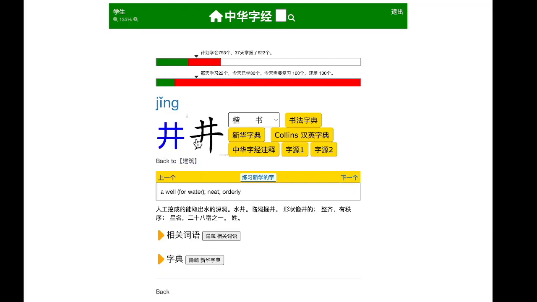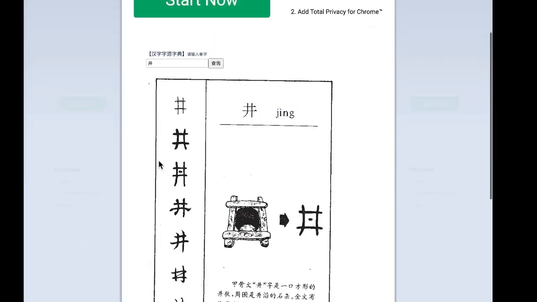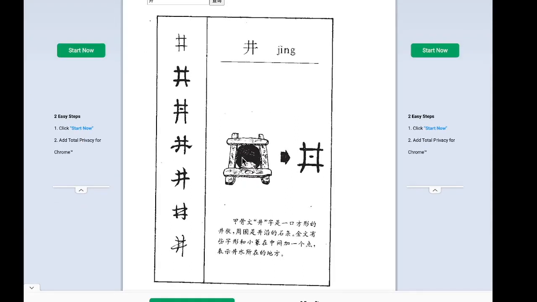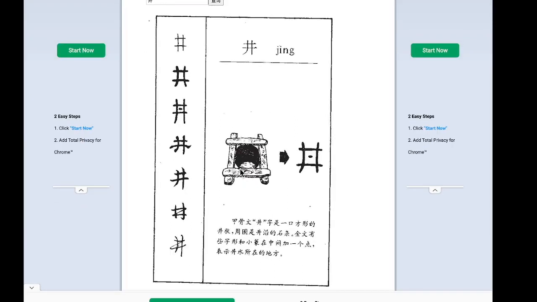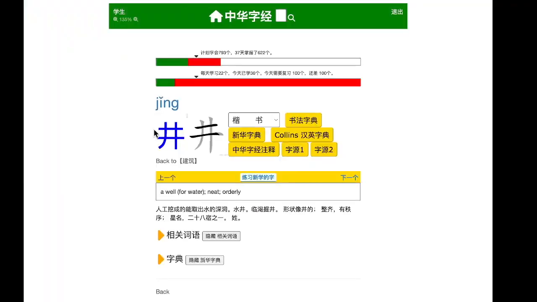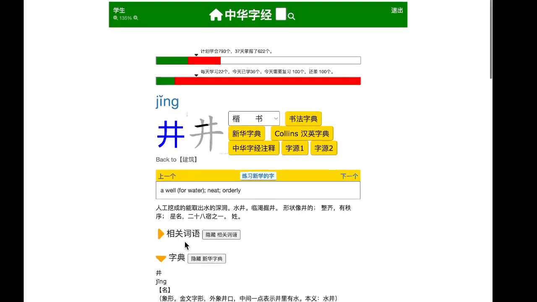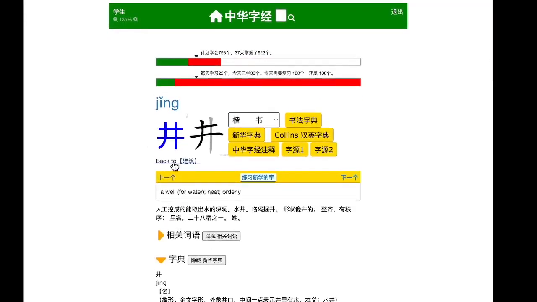井. This is another one where it still pretty much looks like the picture that it was. This is a well, like those pits that you get water out of. And because of this shape, this very highly regular rectangular shape, we also use 井 for neat and orderly. And phrases like 井井有条 for highly orderly things, 井然有序, in good order, that sort of thing.